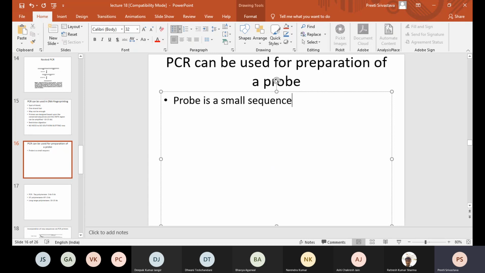sequence can be as large as up to 500 base pairs, and if you remember, we discussed in one of the classes that you can even use a whole plasmid as a probe. In such cases, when it is a whole plasmid, you can simply isolate the plasmid and use it as a probe.